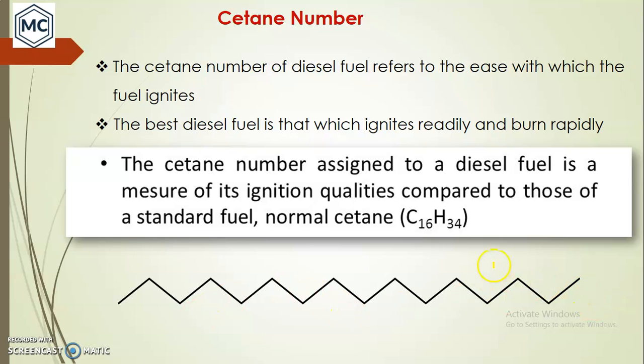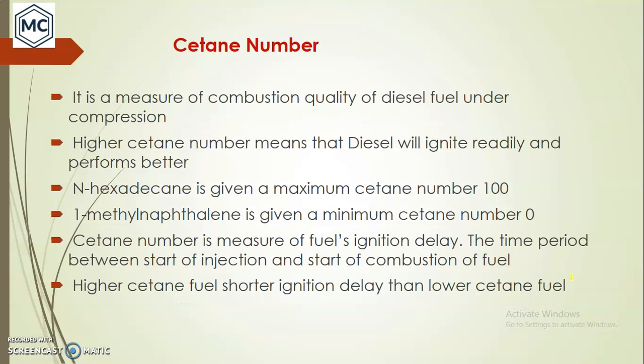It is a hydrocarbon. Cetane means C16H34, that is hexadecane. So Cetane number is a measure of the combustion quality of diesel fuel under compression, and a higher Cetane number means the diesel fuel will ignite readily and perform better. Normal hexadecane is given the maximum Cetane number 100, and 1-methyl naphthalene is given the minimum Cetane number 0. Cetane number is a measure of the fuel's ignition delay, the time period between start of ignition and start of combustion of fuel. The higher cetane fuel has a shorter ignition delay than the lower cetane fuel.